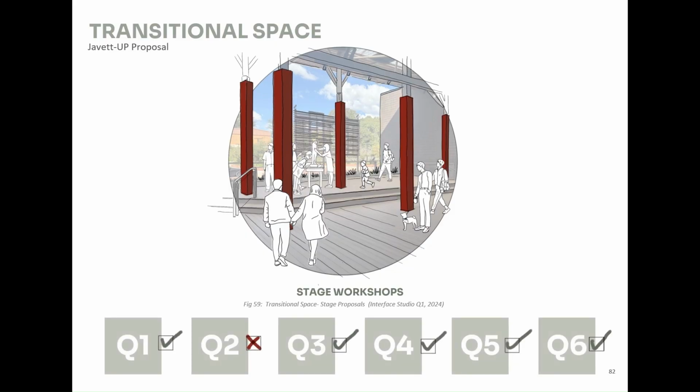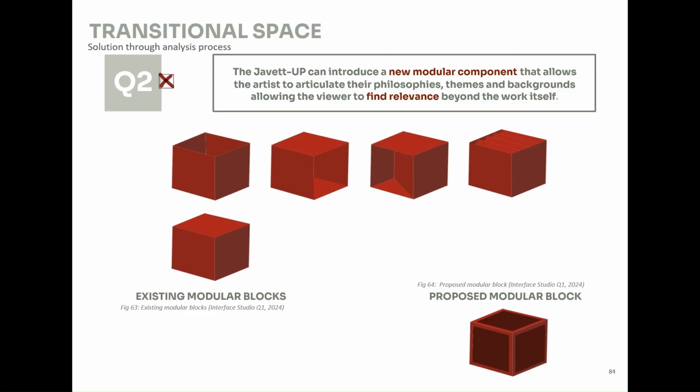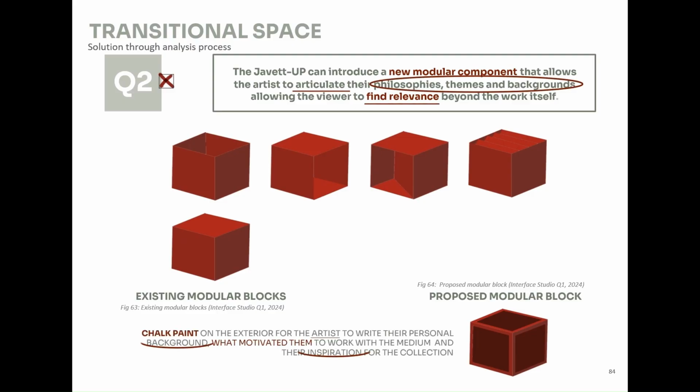A series of 5 types of modular blocks will be provided by the Javid UP for artisans to curate their bays, as well as several reflective spaces for the participants. The overall proposal did not facilitate participants to find relevance beyond the tactile works. A possible suggestion for this problem would be to introduce a new modular component covered in chalk paint, which allows artists to write their personal background information and motivation for their works in their exhibition. This new modular block will form an integral part of the artisan's individual creation and successfully allow for participants to find relevance beyond the work.